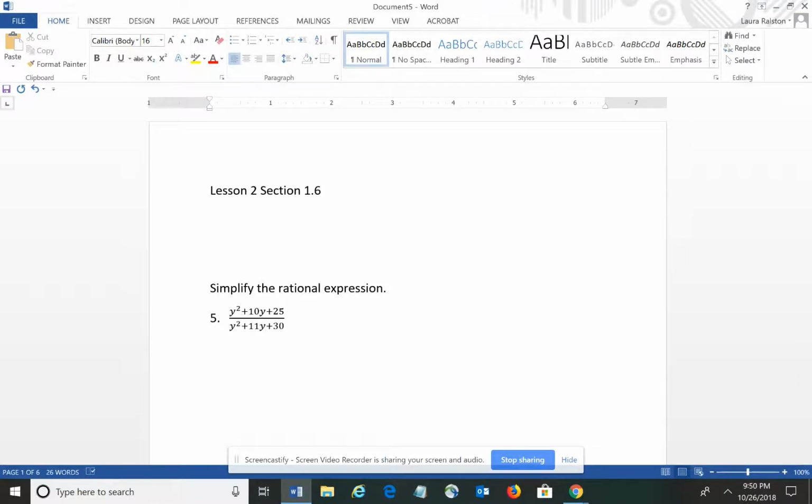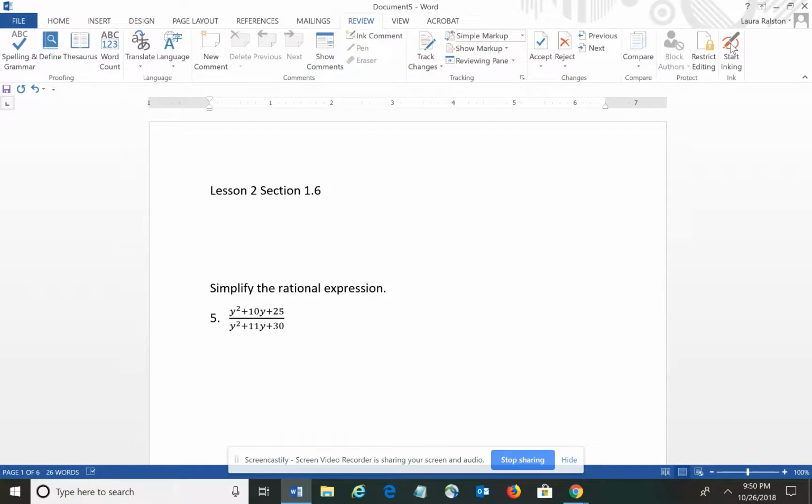This is Lesson 2, Section 1.6. I'm going to work through the homework problems from the textbook.